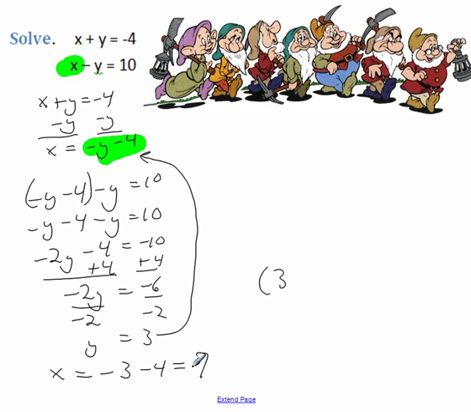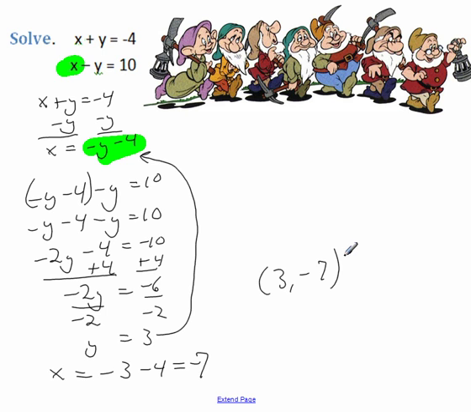Now let's check if our answer works. Taking our point, x is 3, y is negative 7, put it back in here, this would be 3 plus negative 7, which does equal negative 4. Putting our point back into this one, 3 minus negative 7, well, it's the same as 3 plus 7, which equals 10. So 3, negative 7 works.